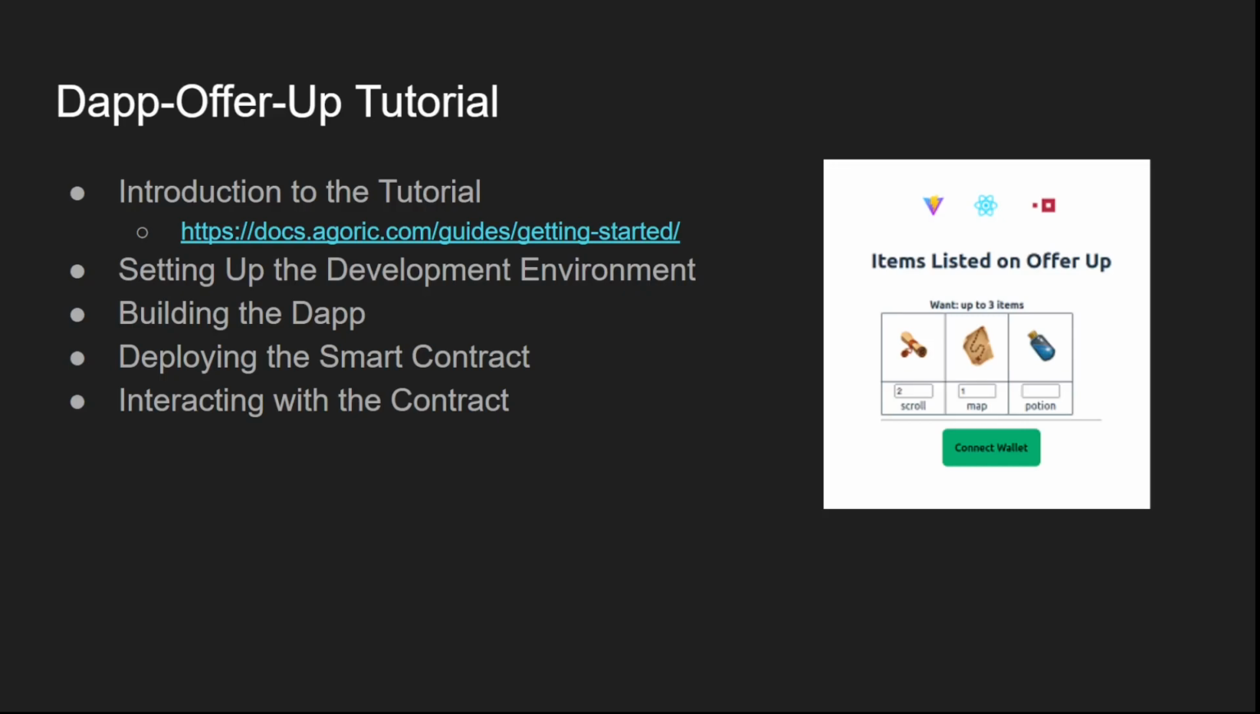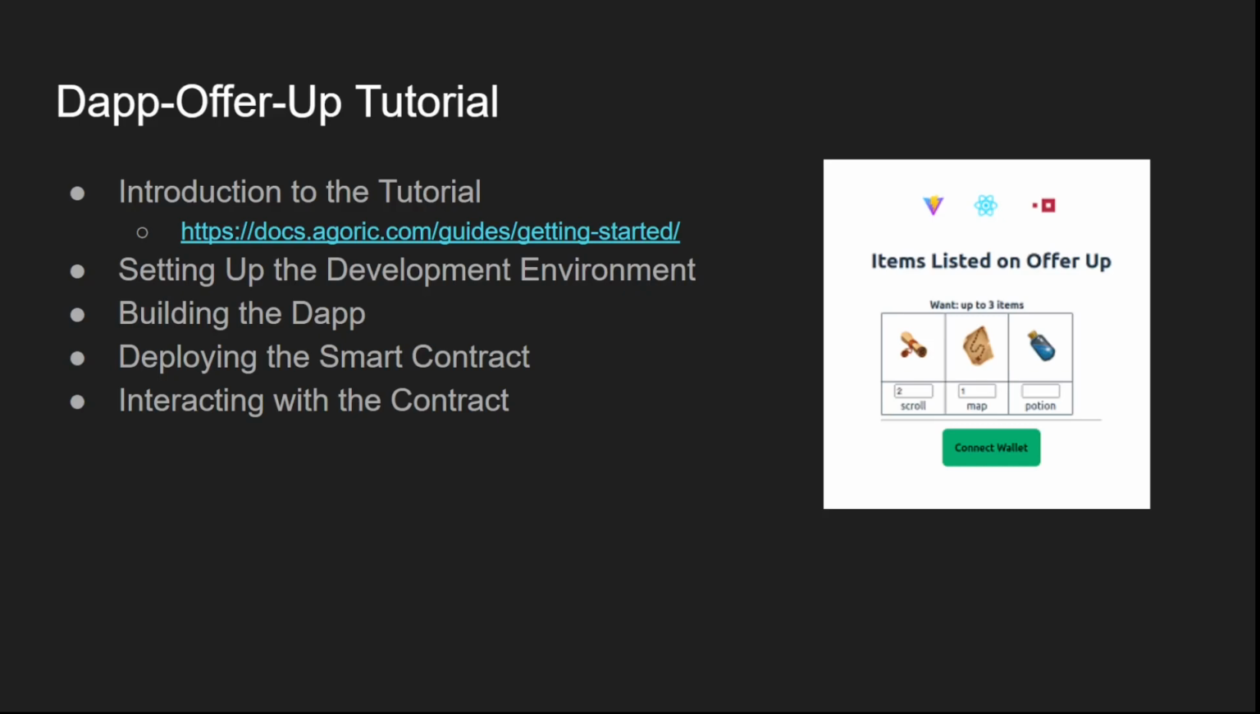After building the DApp, the next step is deploying the smart contract to the Agoric platform. Deployment involves configuring the contract, setting up roles and permissions, and using Agoric to deploy the contract to a testnet or mainnet. The tutorial provides instructions on how to perform these tasks. Once your contract is deployed, you can interact with it. This includes testing contract functions, sending transactions, and handling responses.